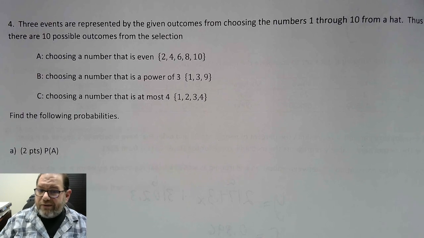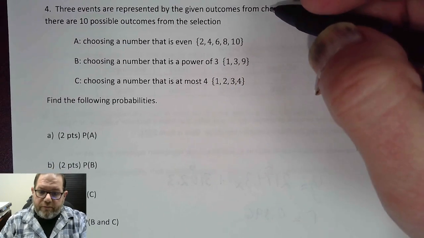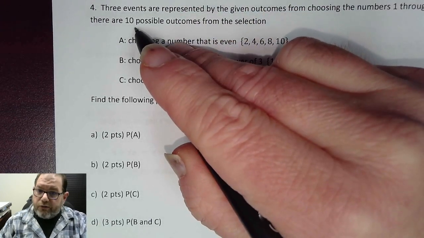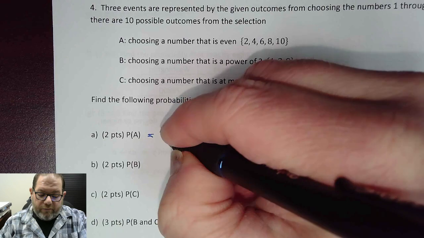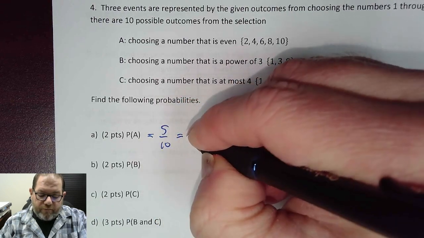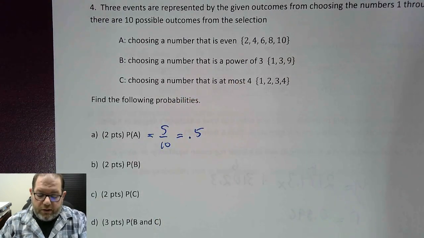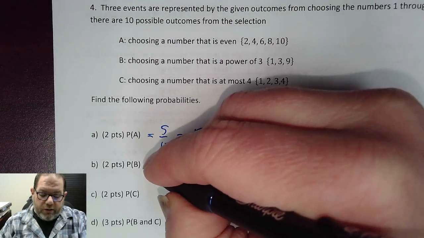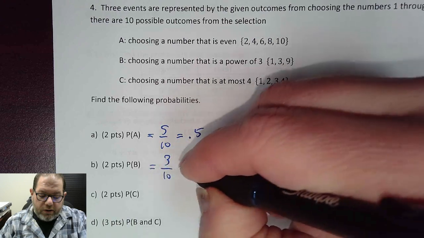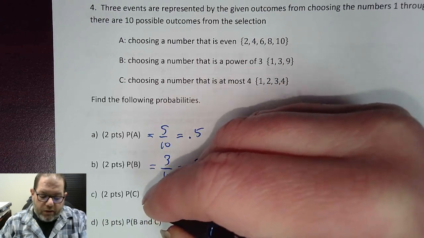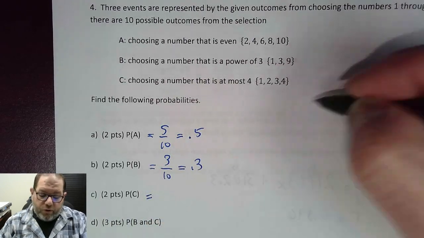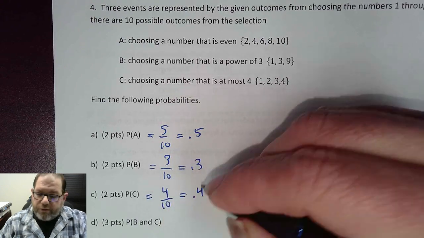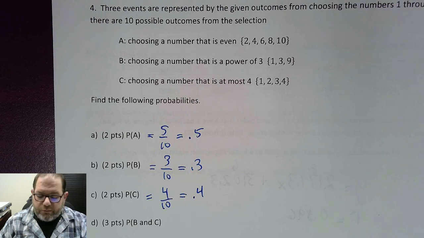So they've given a list of probabilities to find. Now, probability of A, since there's 5 outcomes and we know there's 10 possible outcomes, then we'll just take 5 out of 10, so that'll be 0.5 as our probability. Similar with probability of B, there's 3 outcomes there, so 3 out of 10, so that's 0.3, and probability of C, 4 out of 10. So those first 3 are pretty straightforward, and we should be fine with those.